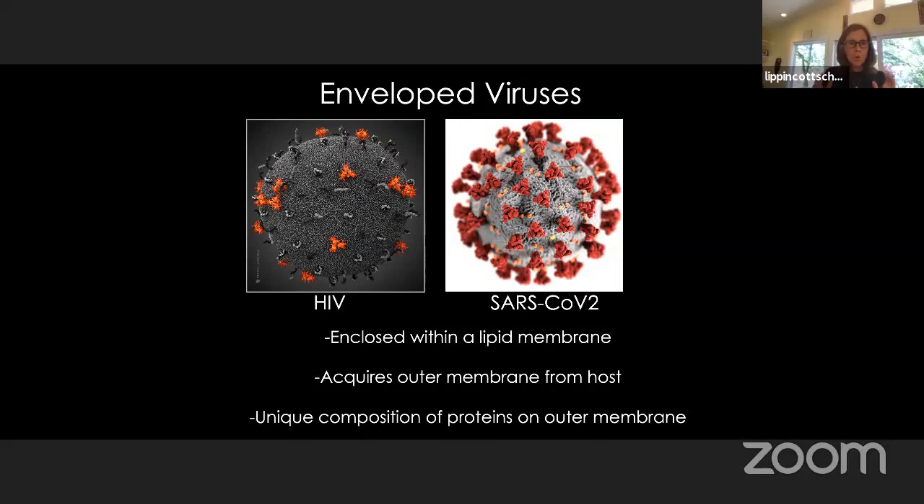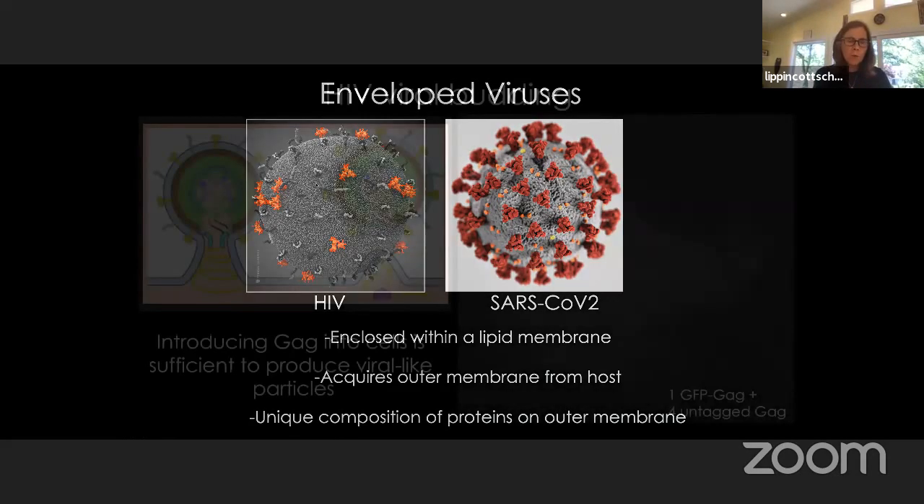And what's important is that it's not just a random association of the proteins from the host that gets put into these viruses. It's a unique protein composition. And so that raises the question of how these proteins are being selectively put into these viral envelopes, the membrane of these viruses. So as I said, we're going to focus on HIV.